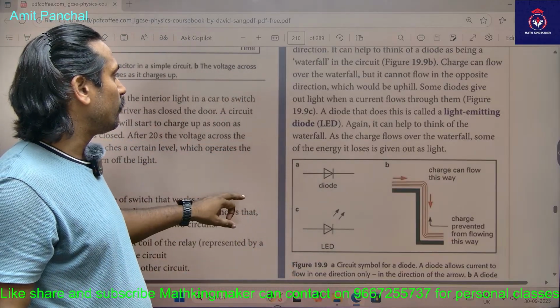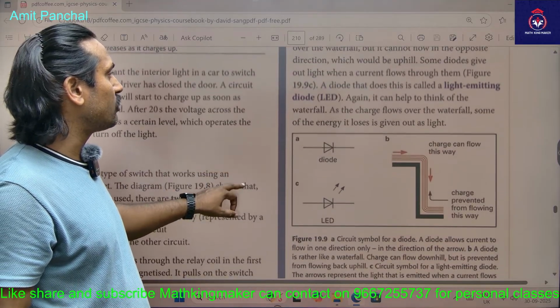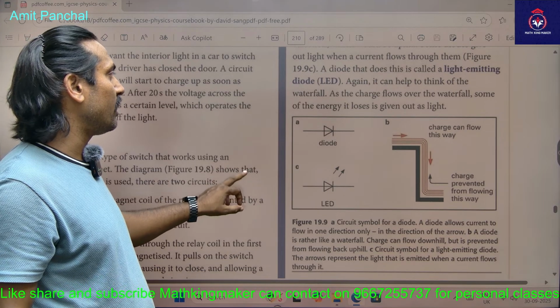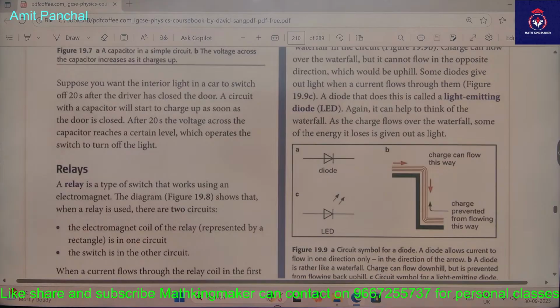Some diodes give out light when a current flows through them. A diode that does this is called a light emitting diode. You know about LED? Yes, the LED lights are there. That is nothing but one kind of diode, and that type of diode is said to be the light emitting diode. They give light whenever there is a current in that diode.